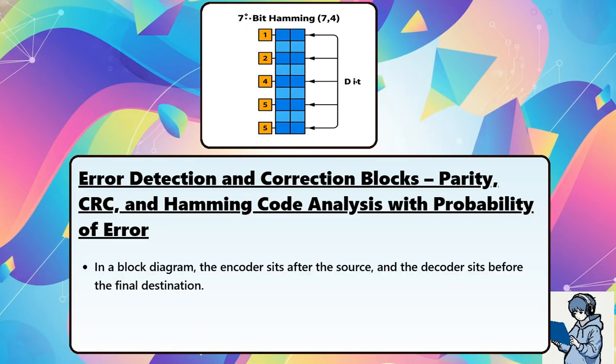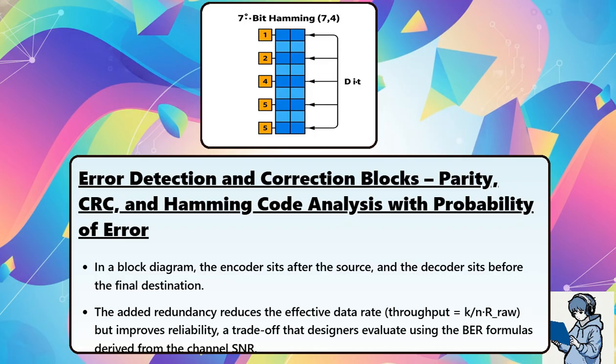In a block diagram, the encoder sits after the source, and the decoder sits before the final destination. The added redundancy reduces the effective data rate, throughput equals k divided by n times R raw, but improves reliability, a trade-off that designers evaluate using the bit error rate formulas derived from the channel signal-to-noise ratio.